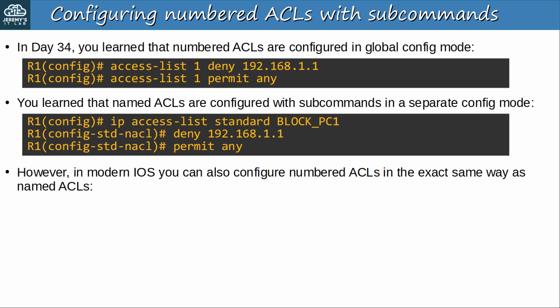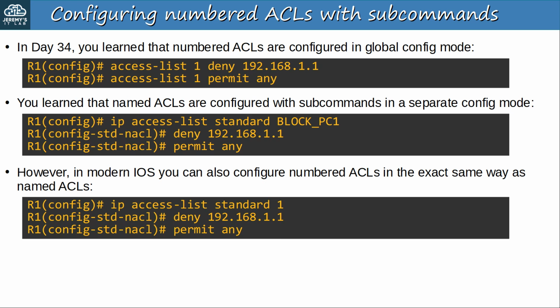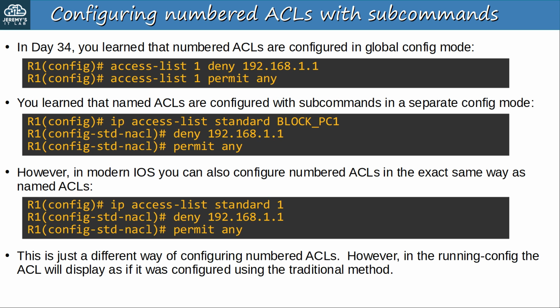However, in modern Cisco IOS, you can also configure numbered ACLs in the exact same way as named ACLs. Here's a numbered ACL, configured in the same way as the named ACL above. Be aware that this is just a different way of configuring numbered ACLs. But if you check the ACL in the running config, it will be displayed as if it was configured using the traditional method, directly from global config mode.